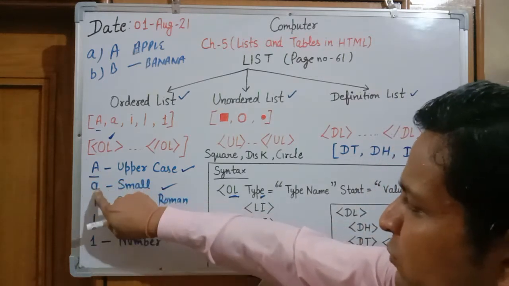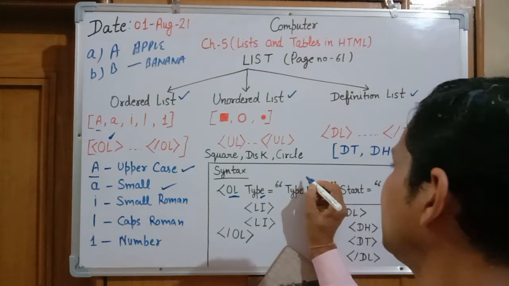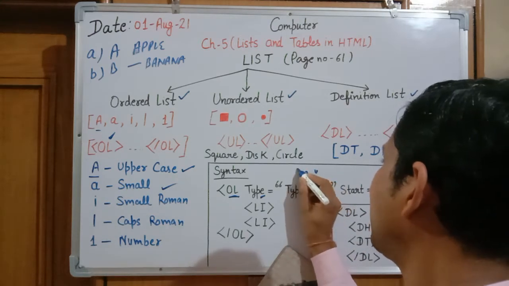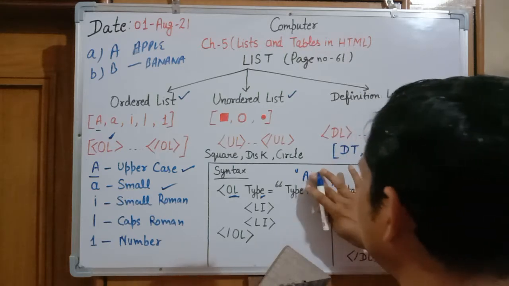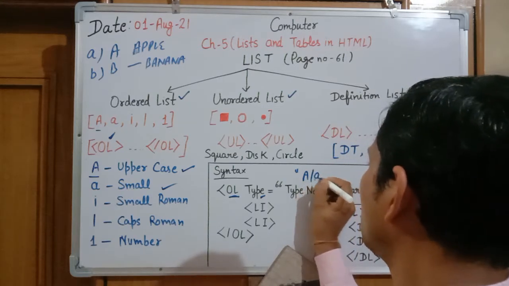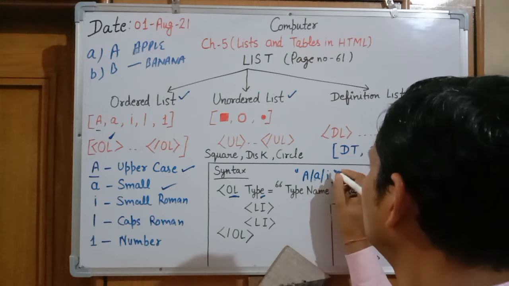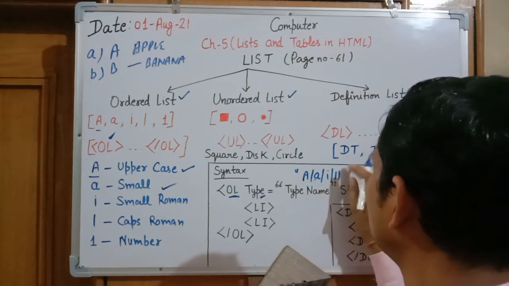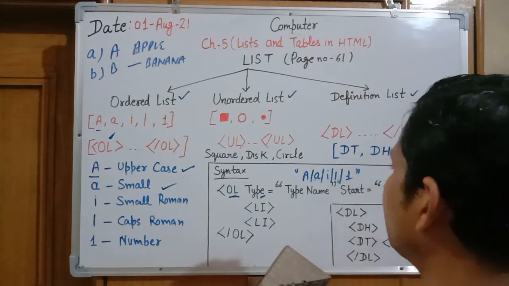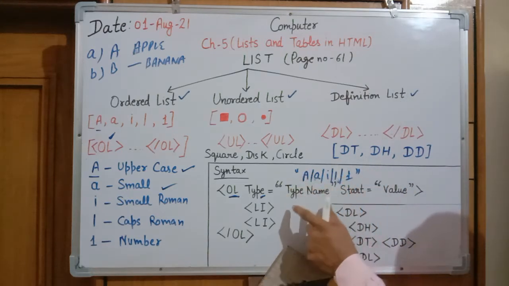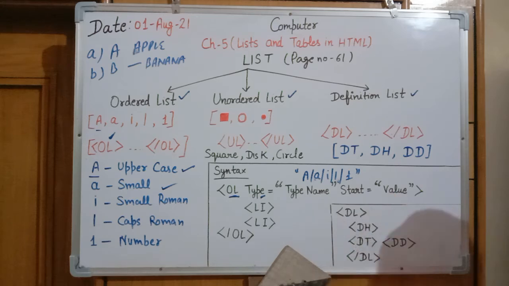Which type of data are we writing? It is capital A, small a. Here we can write the value in double quotes. Any value that is available you can write, like small a, small Roman, capital Roman, or number form. This is the type. Any one value will come from these. And start will tell the position.